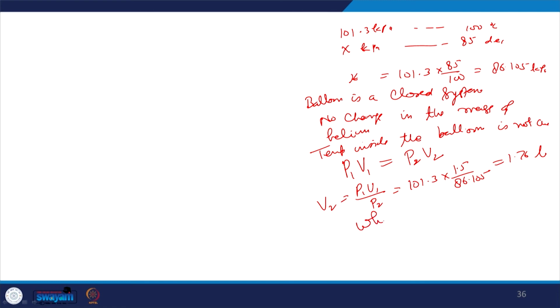Now this is less than 2 liters. So obviously the balloon will not burst. That is the answer.